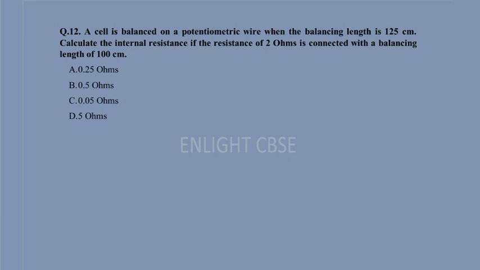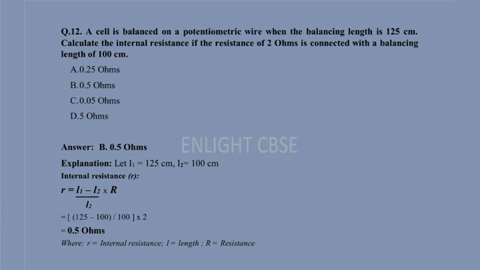Question 12. A cell is balanced on a potentiometric wire when the balancing length is 125 cm. Calculate the internal resistance if a resistance of 2 ohms is connected with a balancing length of 100 cm. A. 0.25 ohms, B. 0.5 ohms, C. 0.05 ohms, D. 5 ohms. Answer: B. 0.5 ohms.